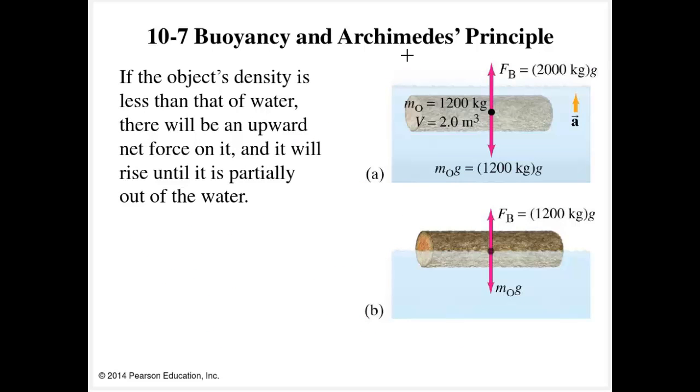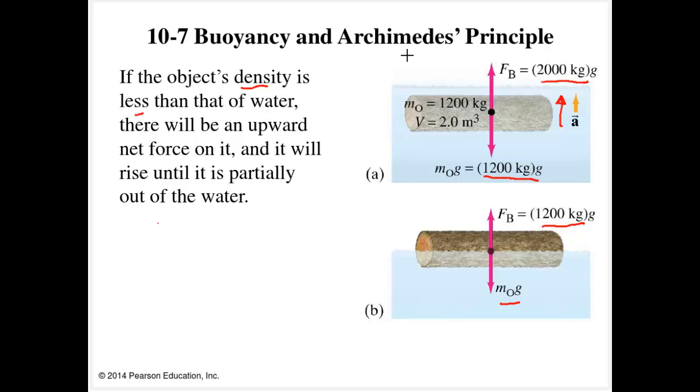Now, not all objects are going to stay submerged. If an object's density is less than that of water, then the buoyant force will be larger than the weight of the object. Here you can see that the buoyant force is going to be 200 kilograms multiplied by gravity. That's the density multiplied by the volume multiplied by gravity, and the weight is simply 1200 kilograms multiplied by gravity. So there's going to be a net acceleration upwards. Once the object reaches the top of the surface, it's going to bob up and down until the buoyant force is equal to the weight of the object.